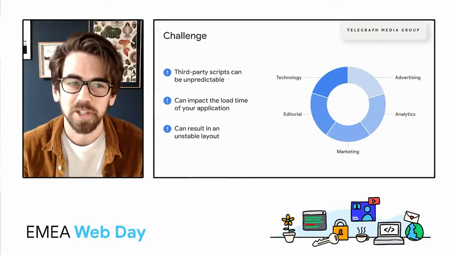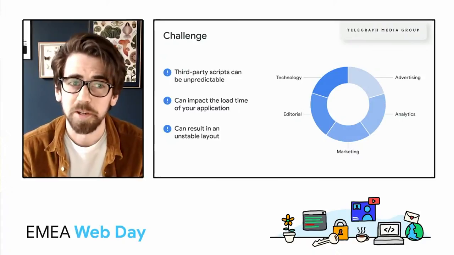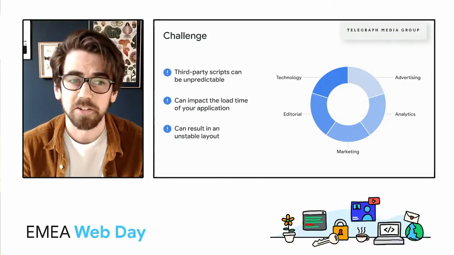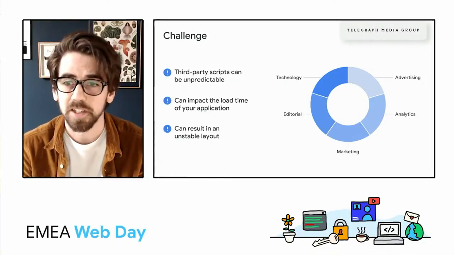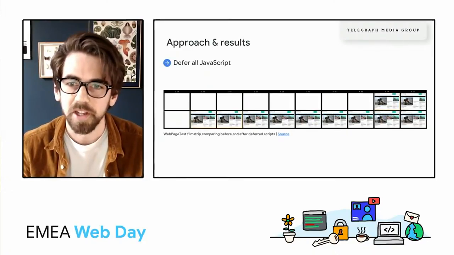And they can also result in an unstable layout. So areas of the page can be implemented client-side by third parties like embeds. And if they're not handled correctly, they can cause the layout to shift dramatically after the initial paint. So what do we do about it?